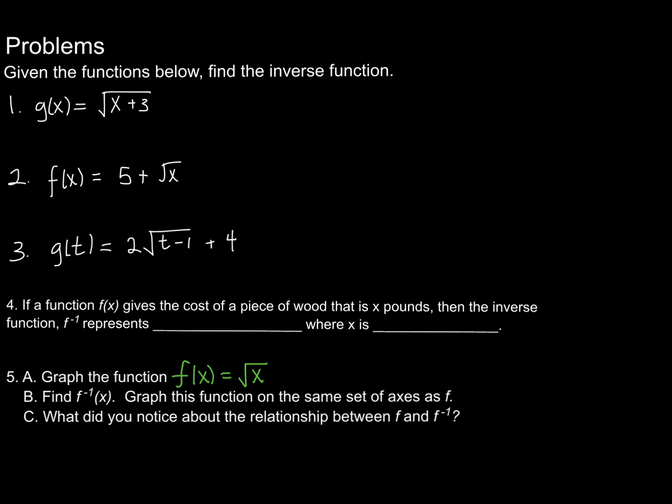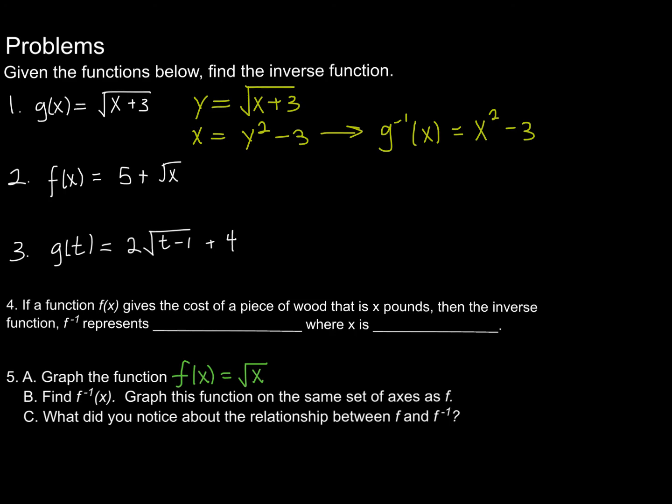With that being said, let's go ahead and take a look now at number 1. If you haven't done so already, go ahead and complete it now. What I'm going to do is rename the output variable y, and then I'm going to solve for x. In other words, I'm going to switch the roles of the variables, and that will leave me with x is equal to y squared minus 3. Now I'm going to rewrite this in function notation. So this is the inverse function, g inverse, and I'm renaming the input variable x. So it'll be g inverse of x is equal to x squared minus 3.